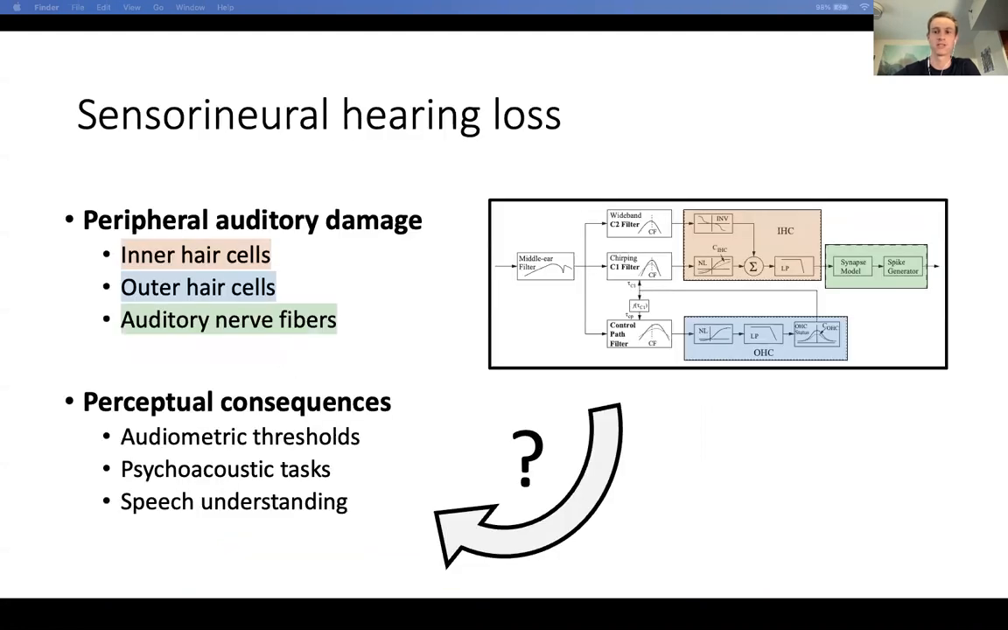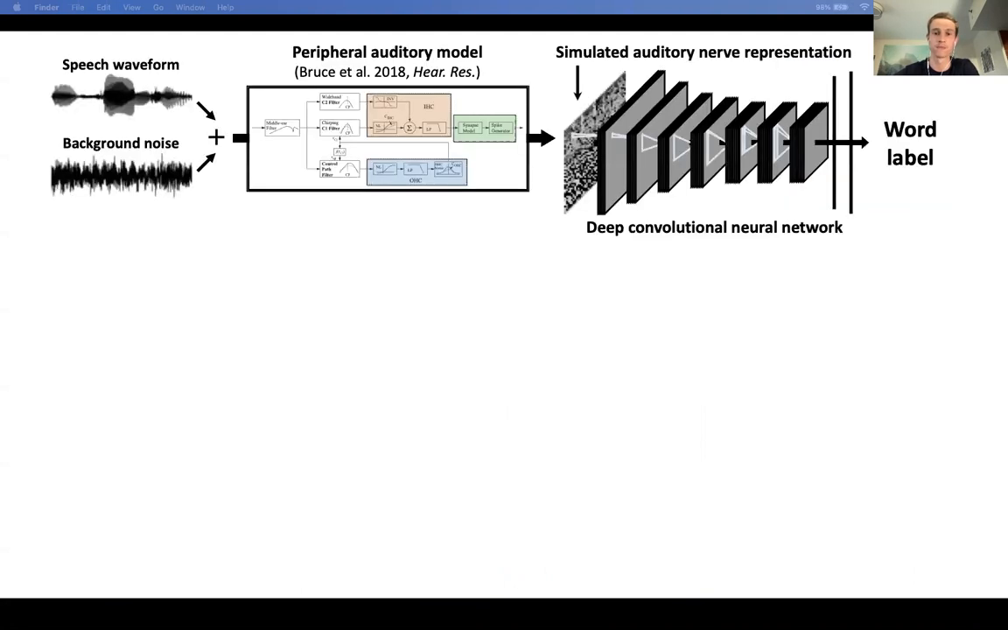While a great deal is known separately about the peripheral physiology and the perceptual consequences of sensorineural hearing loss, our understanding of how the first drives the second has been limited by a lack of computational models that can perform real-world auditory tasks as well as humans do. By combining highly detailed computational descriptions of the auditory periphery with deep learning, we aim to address this need.